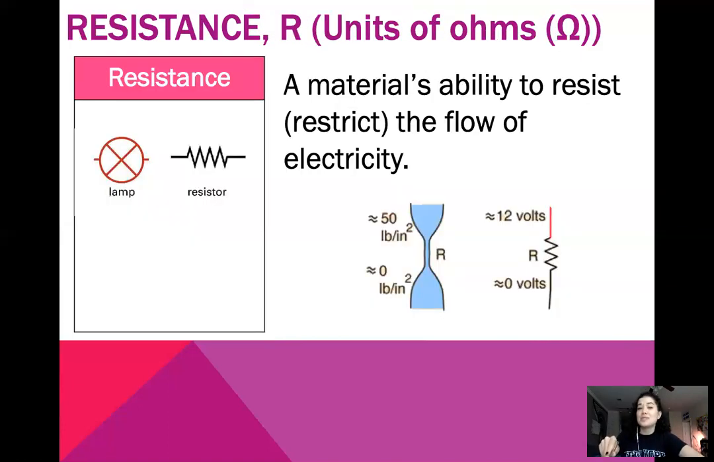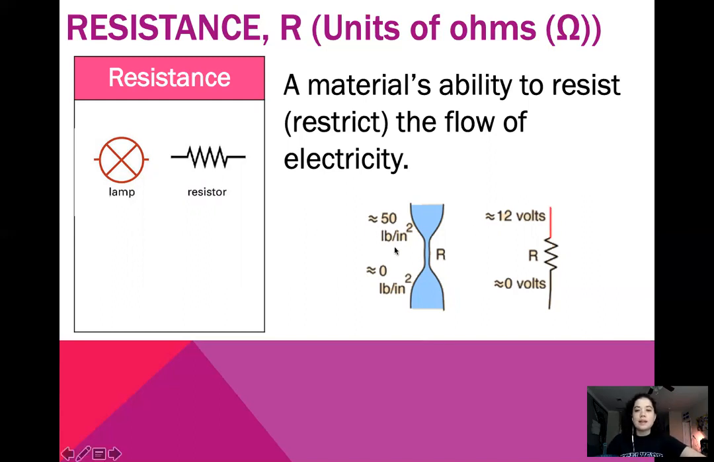All right, next up, resistance. We use a capital R to talk about resistance. The unit that we use is called ohms, and the symbol for it looks like a funny little upside down horseshoe, and it's got these two little feet sticking out of the sides. With practice, I'm sure you'll be able to get really good at drawing ohms out. Resistance is just a material's ability to resist or restrict the flow of electricity.